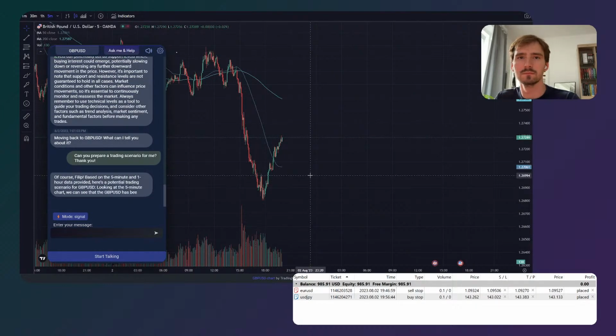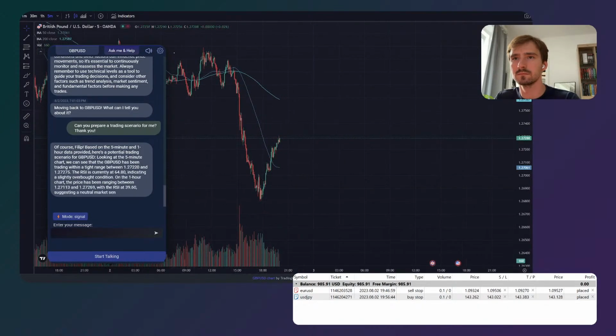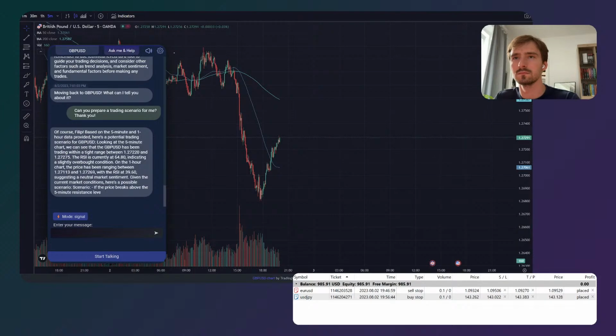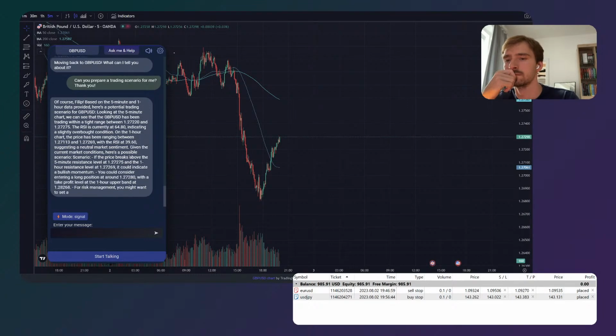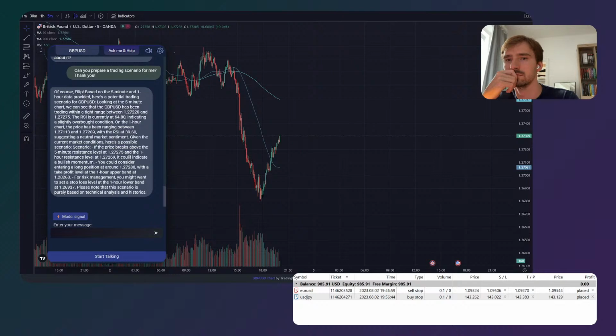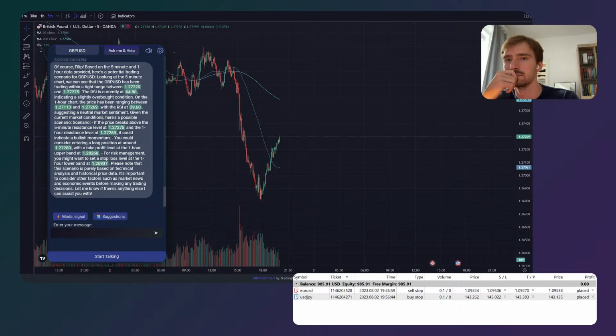Of course, Philip. Based on the 5-minute and 1-hour data provided, here's a potential trading scenario for GBP/USD. Looking at the 5-minute chart, we can see that the GBP/USD has been trading within a tight range between 1.27220 and 1.27275. The RSI is currently at 64.80, indicating a slightly overbought condition. On the 1-hour chart, the price has been ranging between 1.27113 and 1.27269, with the RSI at 39.60, suggesting a neutral market sentiment. Given the current market conditions, here's a possible scenario.